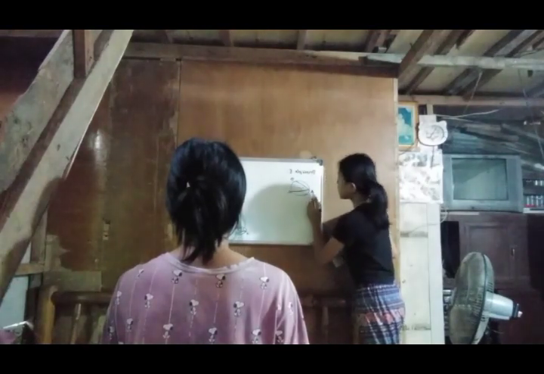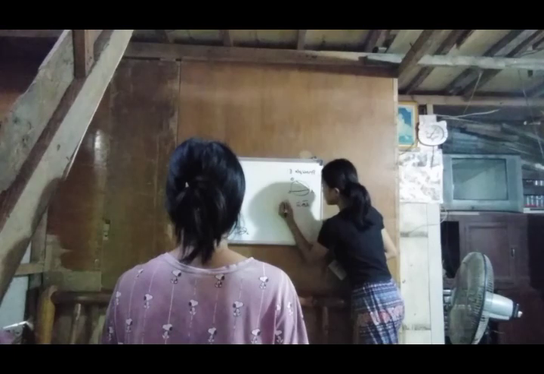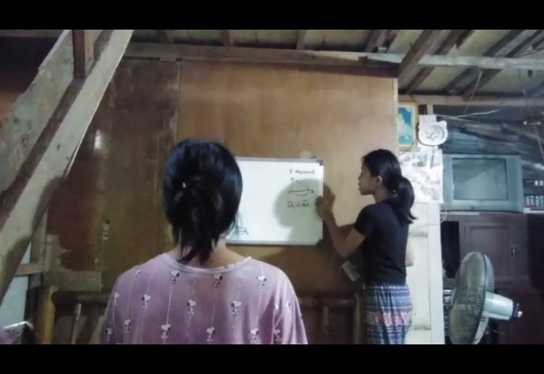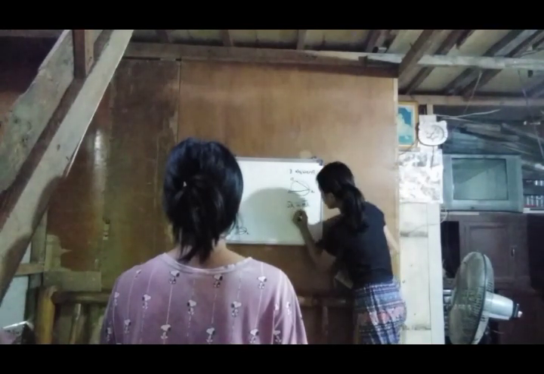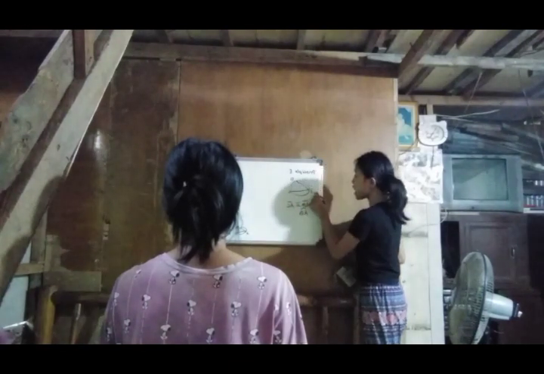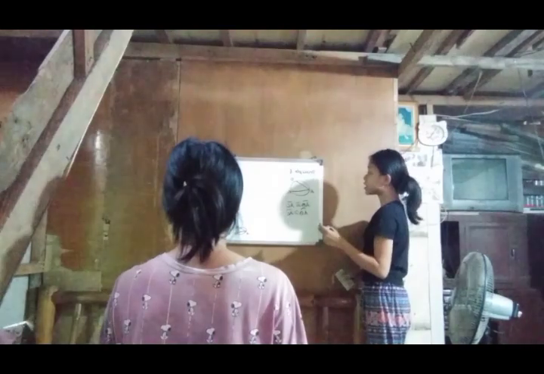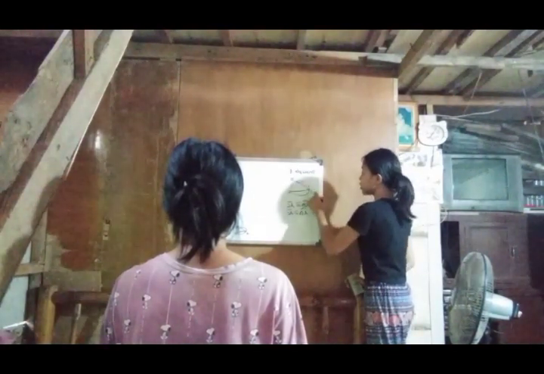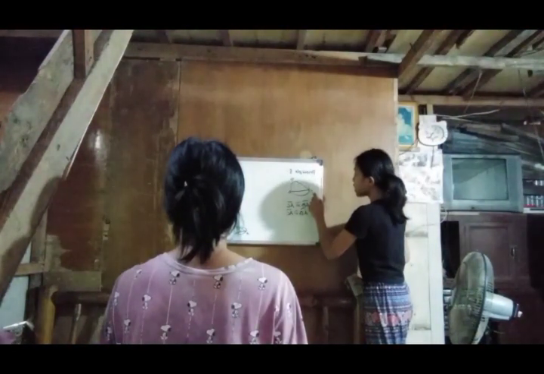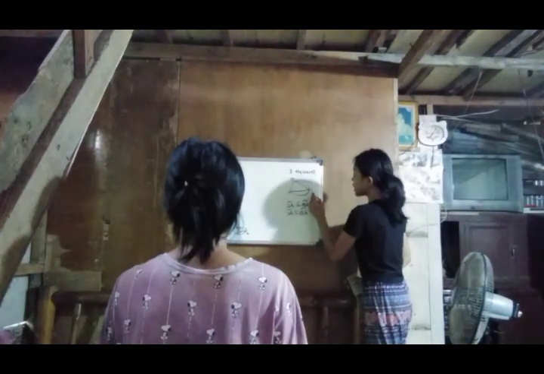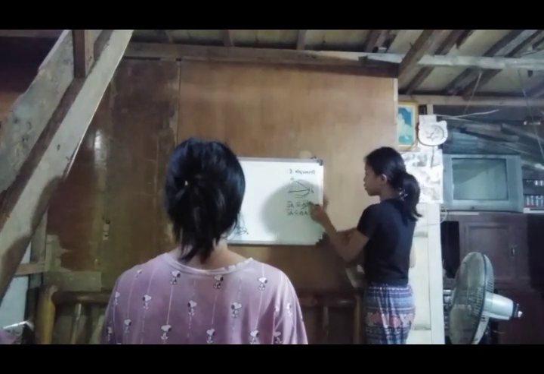For example, line segment AB is congruent to line segment AC. So these are our chords. If line segment AB is congruent to line segment AC, then arc AB is congruent to arc AC. So again, if the chords are congruent, then the arcs are also congruent.